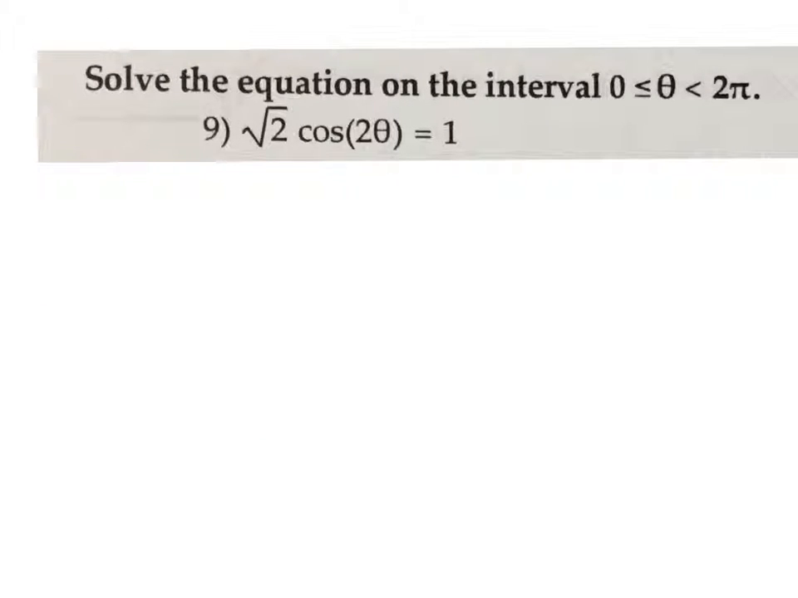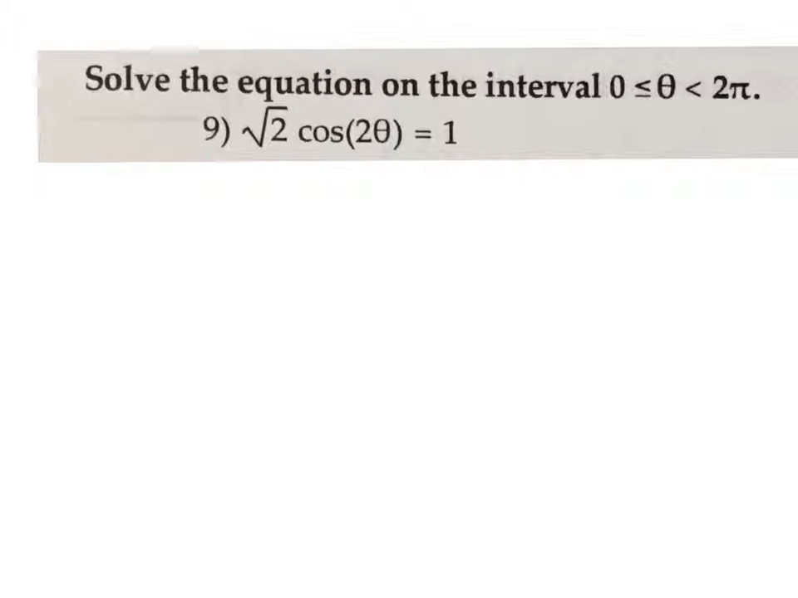So in solving this trig equation, we need to get the theta by itself, which is your variable. So the theta is right here. So we have to work from the inside out. That means the last thing we'll do is divide by 2, and the next to last thing we'll do is take the inverse cosine, which means the first thing we have to do is get rid of this root 2.